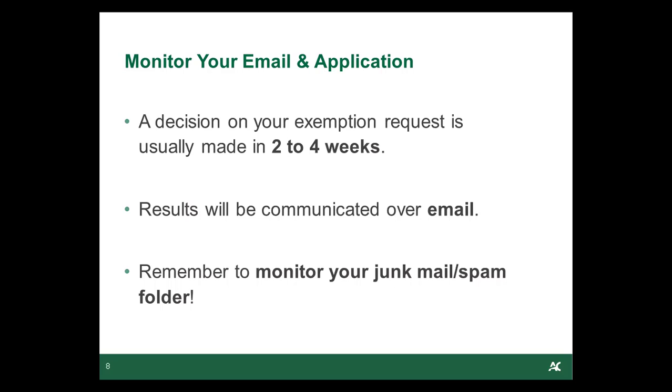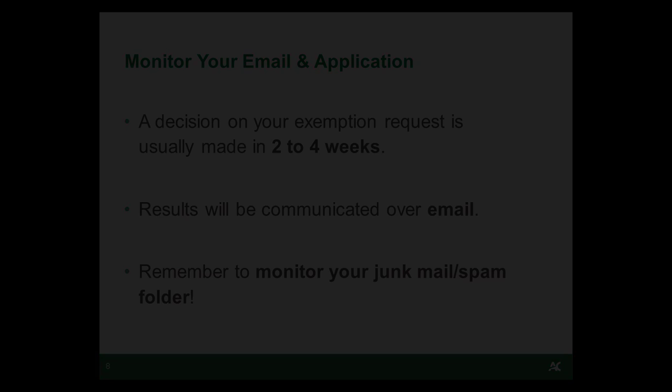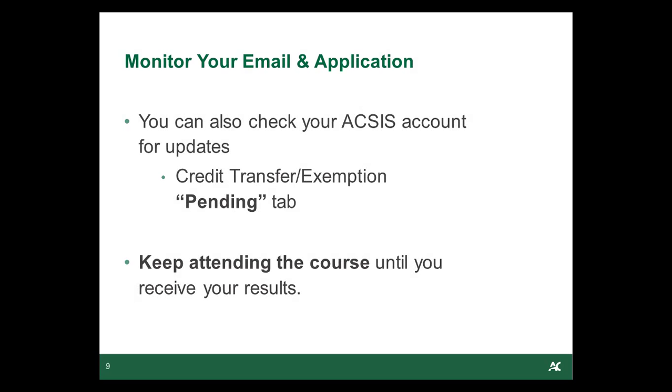It may take 2 to 4 weeks to hear back about whether or not your exemption was approved. You will receive the decision via email, so make sure to watch your inbox as well as your junk mail folder, just in case your email system filters it out. If the 2 to 4 week time period has passed and you have not received an email, please check your ACSIS account under the Credit Transfer or Exemption Pending tab to see if any updates have been made there. In the meantime, it's recommended that you continue attending your class in case your exemption is denied.